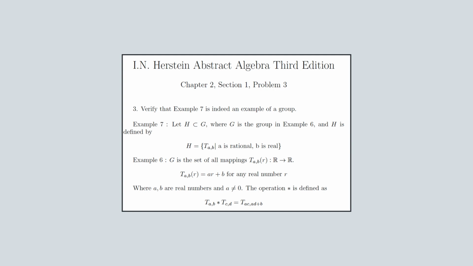This time our subgroup H of G, instead of restricting a to positive or negative 1 like we did for Problem 2, we're going to restrict a to the rationals, and we want to confirm that our subgroup H, with the operation it inherits from G, is still a group. So a is rational and b is real. Here we see our group operation T sub a b star T sub a c is expressed in that form there, T sub ac comma ad plus b.